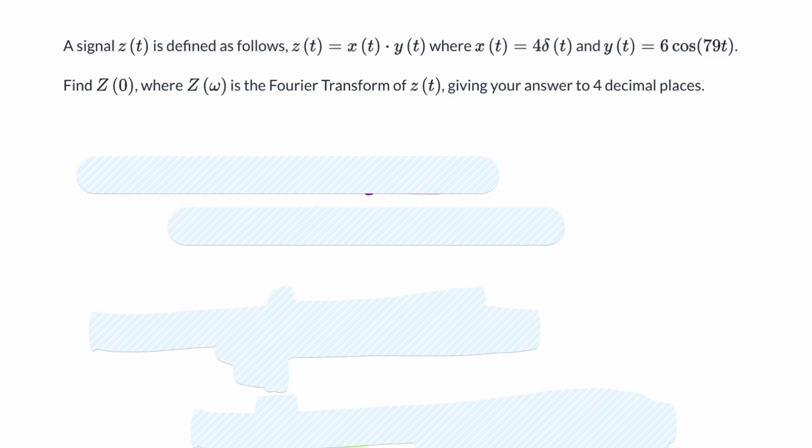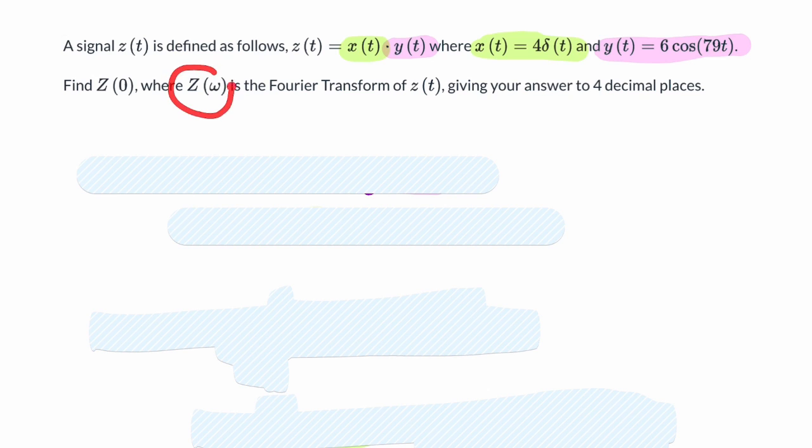So in this question, we're given some signal z that's made up of the product of x and y. So x is this impulse function, and y is a cosine. And we're asked for the Fourier transform of z, where omega equals 0.